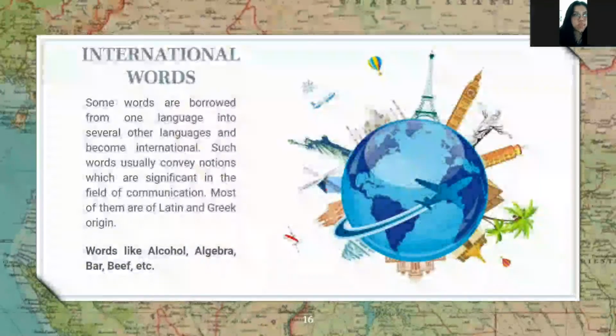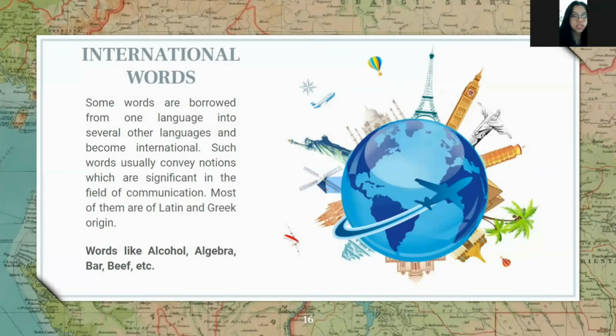And finally, we have international words. International words are words that are borrowed from one language into several other languages and they become international. In other words, these are words of identical origin that can occur in several languages as a result of simultaneous or successive borrowings from one ultimate source. So we have words such as laptop, DVD, jazz, which are borrowed usually from Latin and Greek, but also from English, words like alcohol, algebra, bar. And to continue with this position, I'm going to talk about Celtic borrowings.